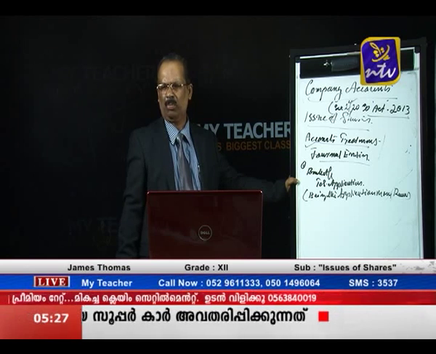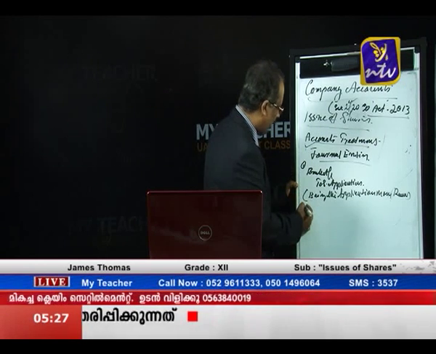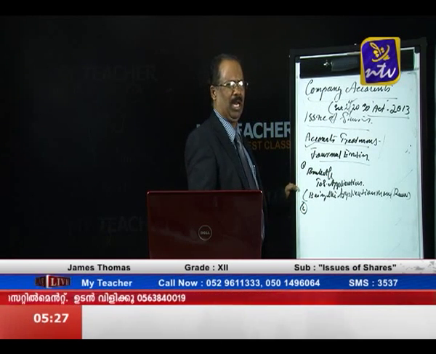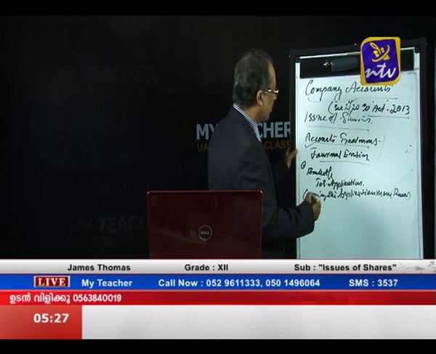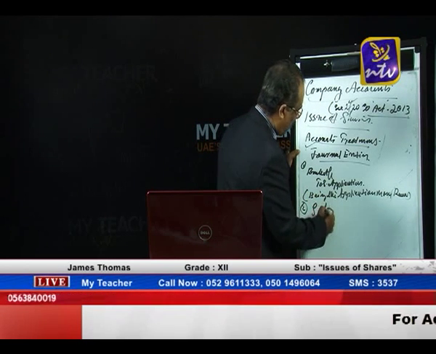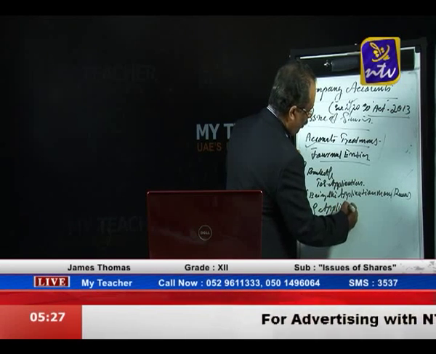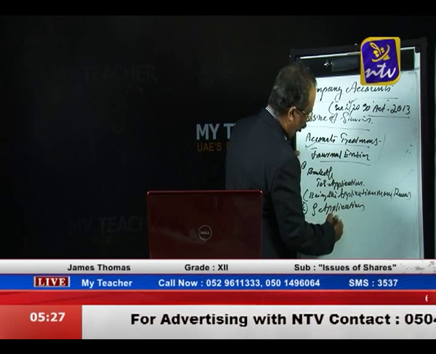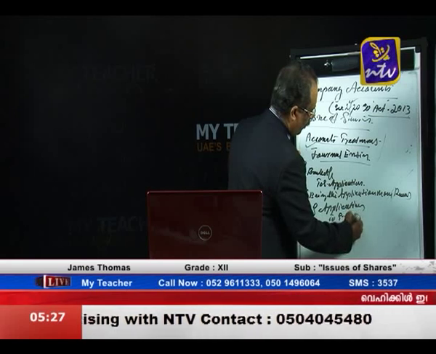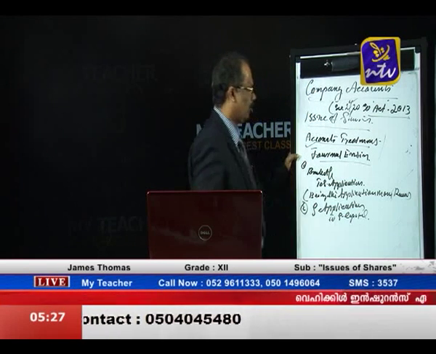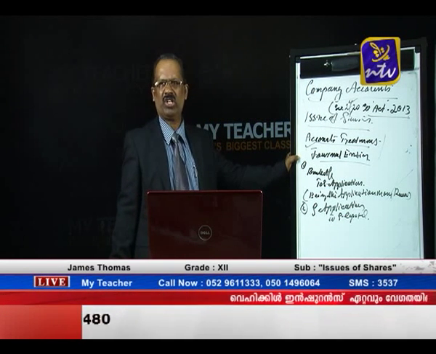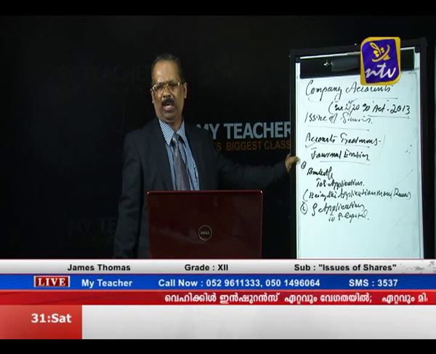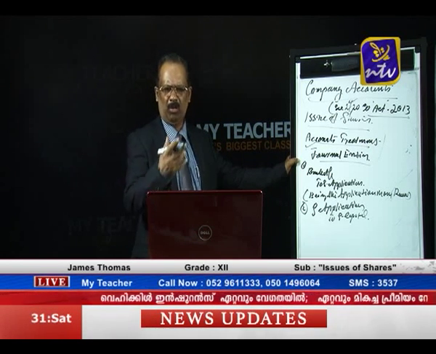The next point is that the application money we have collected is transferred to the capital. So share application account debit to share capital account. The first entry is bank account to share application, and the second entry is share application account debit to share capital account.